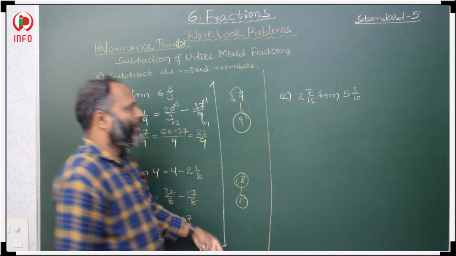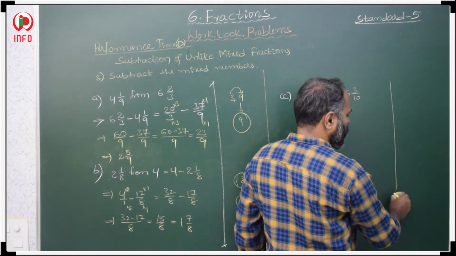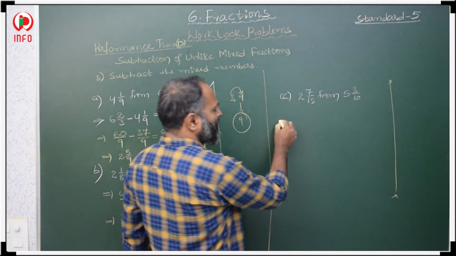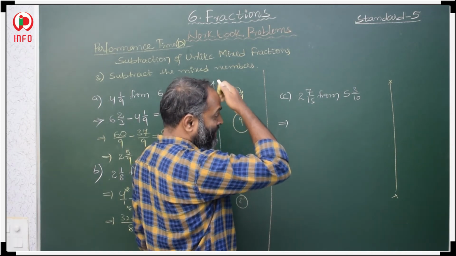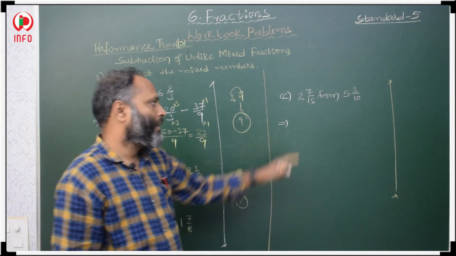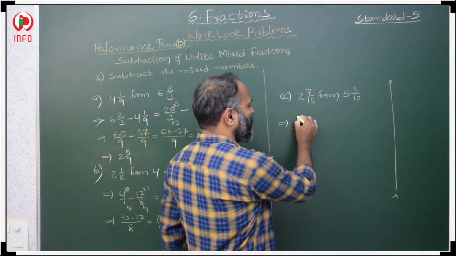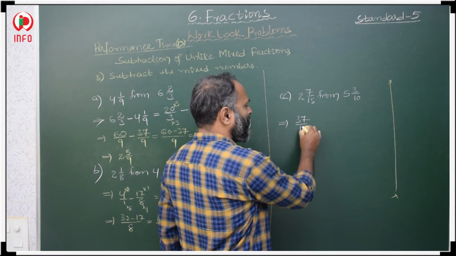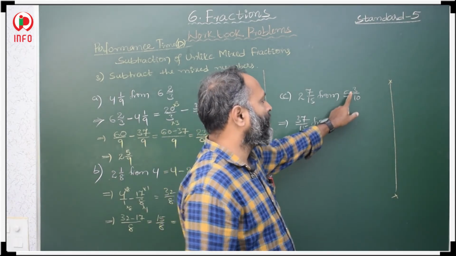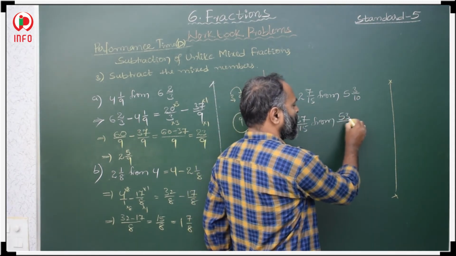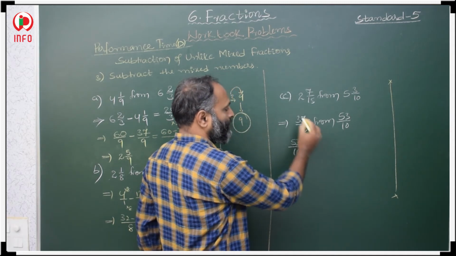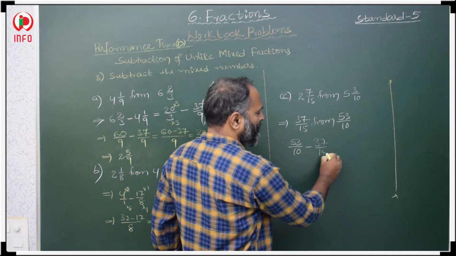Then here also we have to take LCM, first a rough column. Then unlike mixed fractions into improper fractions first. 15 2s are 30, 30 plus 7, 37 by 15 from the second. 10 5s are 50, 50 plus 3, 53. From number we write first minus the first fraction, 37 by 15.